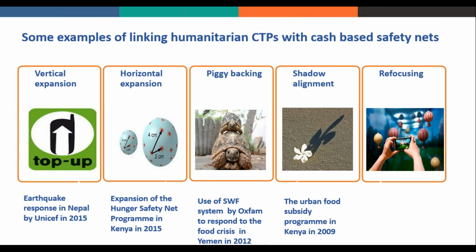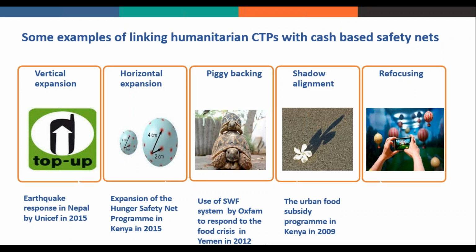Similarly, an example from the urban slums of Kenya is an example of a shadow alignment program which was designed and implemented by Concern Worldwide and Oxfam with the government of Kenya. It started in 2009 as a response to the food crisis that had affected a large number of people in the country, particularly people living in the urban slums, who had to buy a large part of their food from the market.